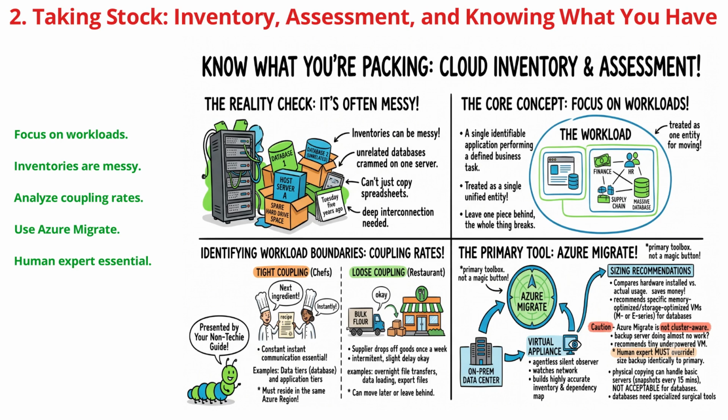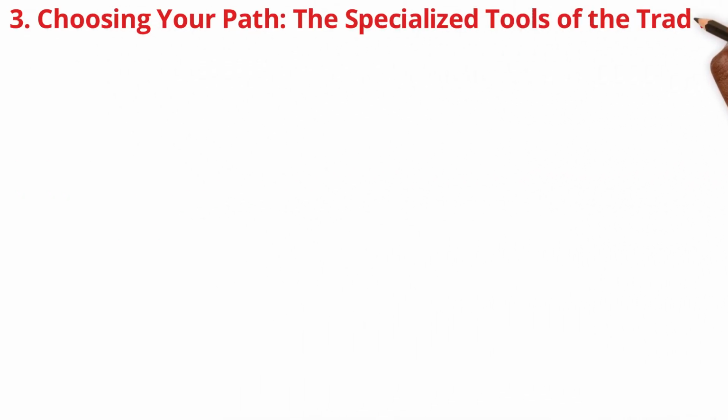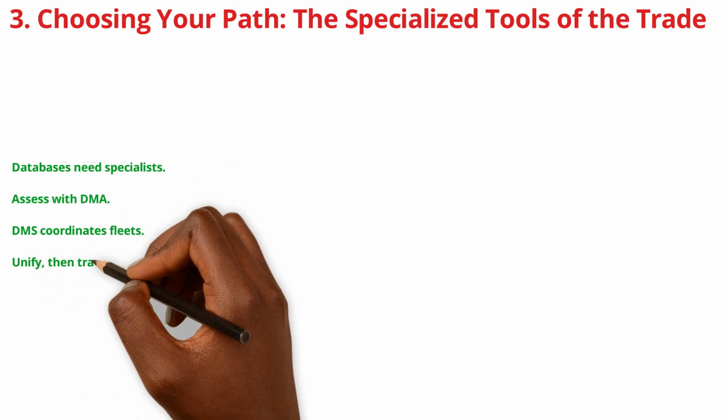The primary tool, Azure Migrate, builds an agentless inventory and dependency map to provide accurate sizing recommendations. But remember, it's not a magic button. A human expert must override cautions regarding clusters and databases to avoid disaster. Your database is a fragile heart, not a pile of furniture. Generic tools won't cut it.